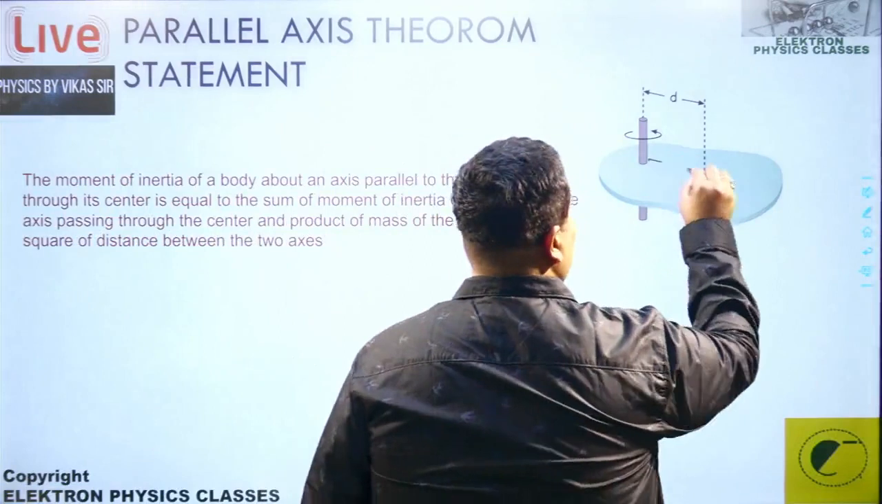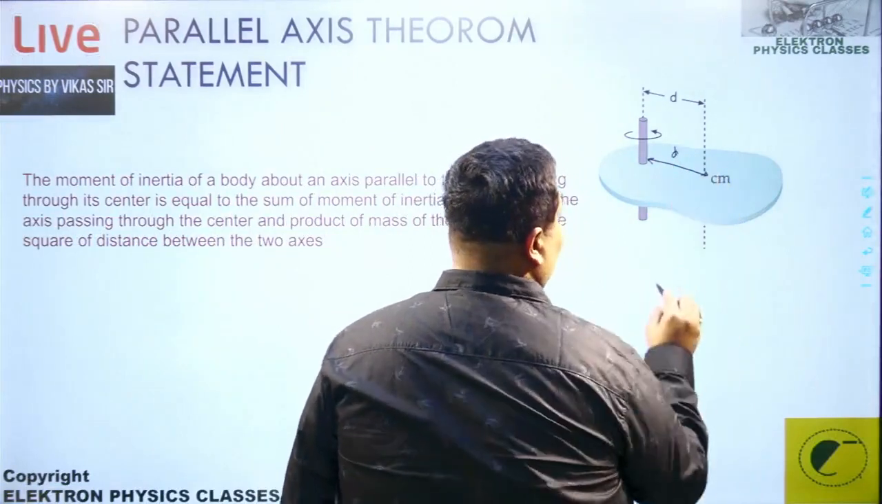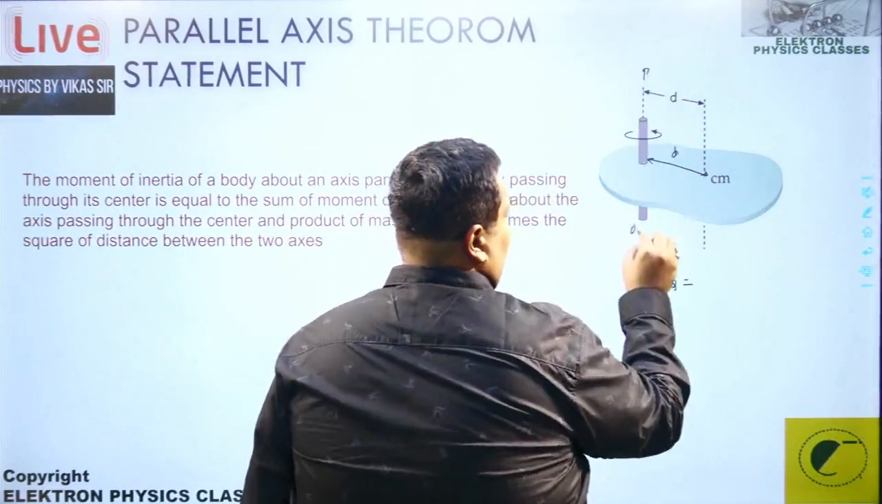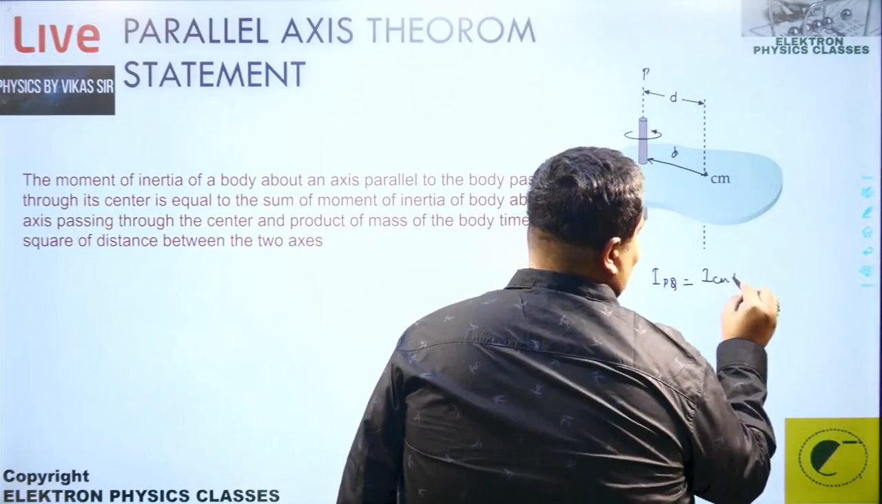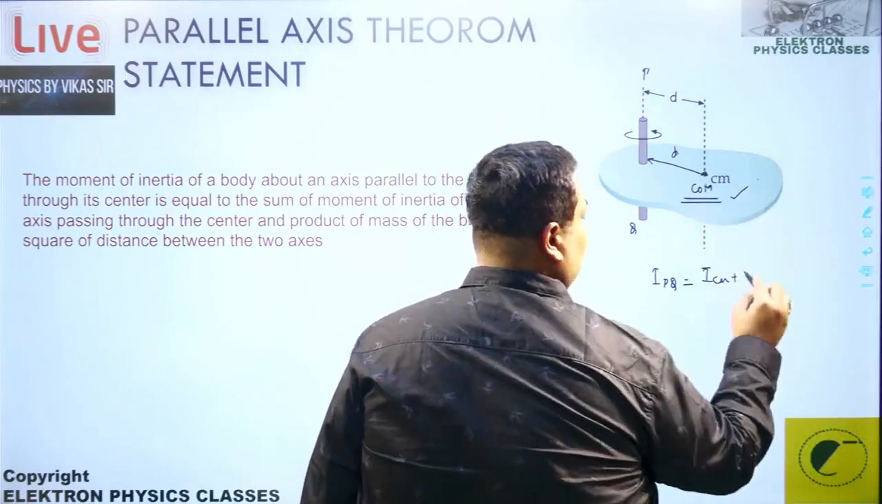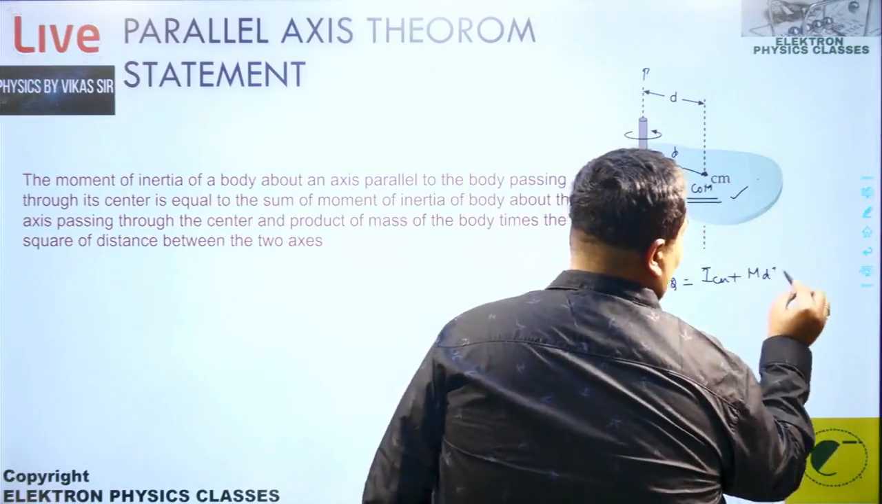If this distance is supposed to be d, so the moment of inertia about the given axis, that is the PQ axis, this one, is equal to the moment of inertia about the CM axis, center mass axis, because this is supposed to be the center mass point preferably, plus m into d square. That's your equation.